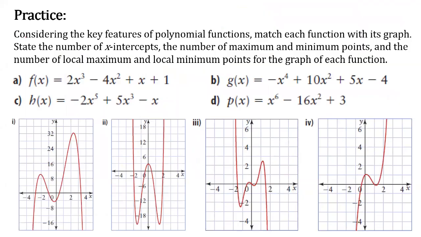Okay, let's do a practice. Considering the key features of polynomial functions, match each function with its graph, state the number of x-intercepts and number of maximum and minimum points, and the number of local maximum and local minimum points for the graph of each function. So note that if we don't specify whether it's local or global, by default, maximum and minimum means global maximum and global minimum, okay? All right, I'll give you 2 minutes to think about this question.